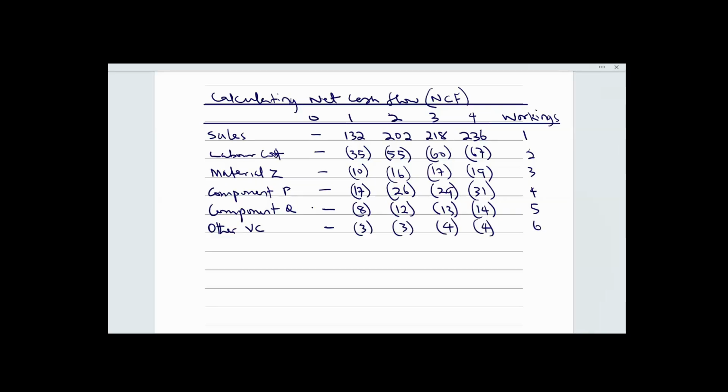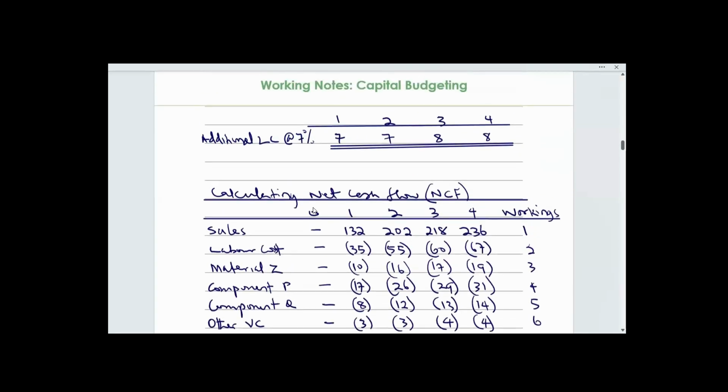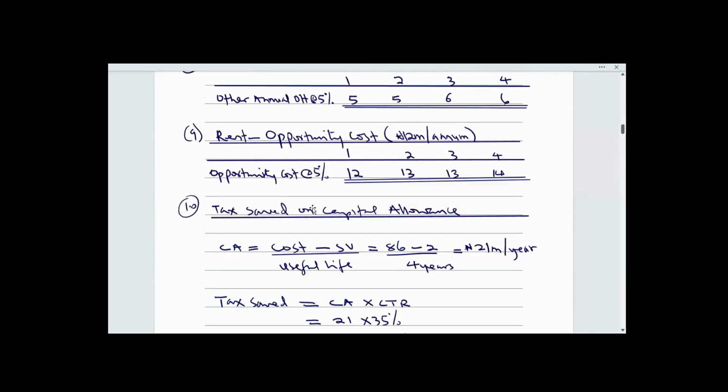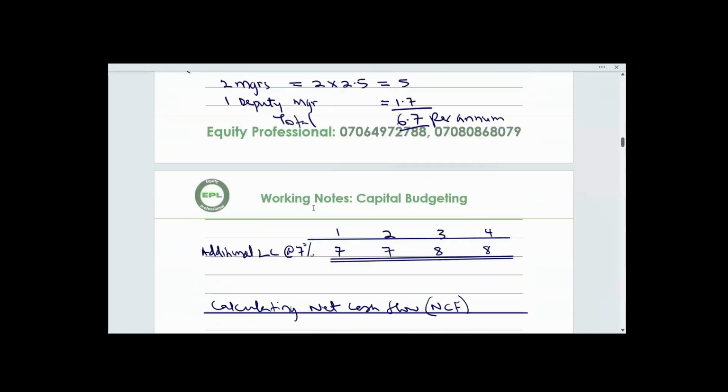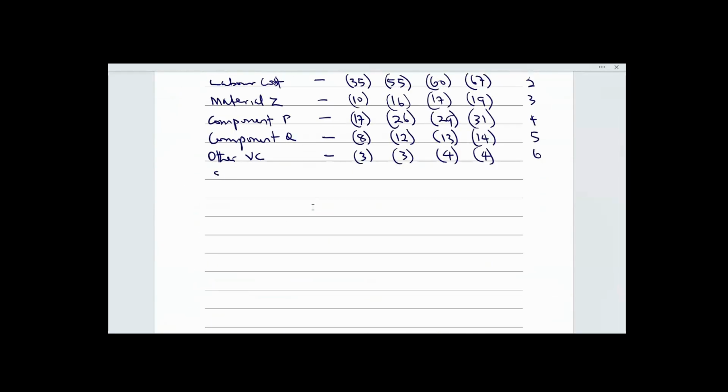Working number 6. After other variable costs, I think we have selling expenses. 17, 18, 17, 17, 18, and then 19. That's working 7.